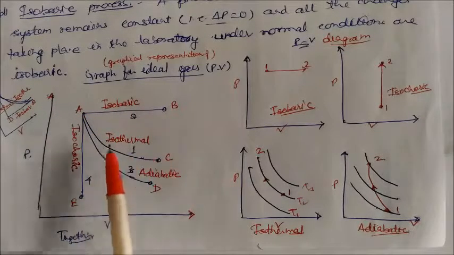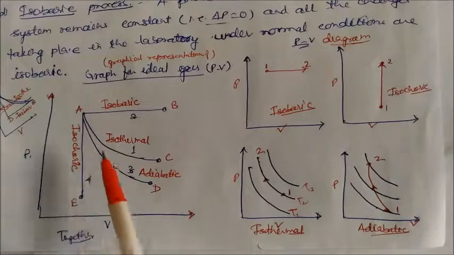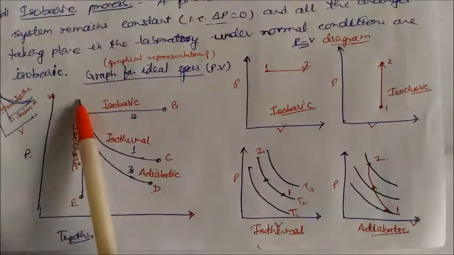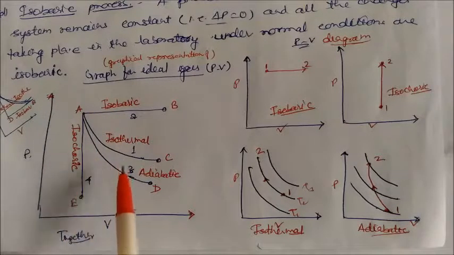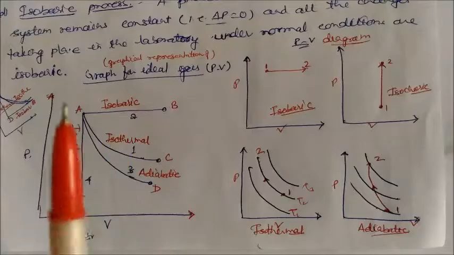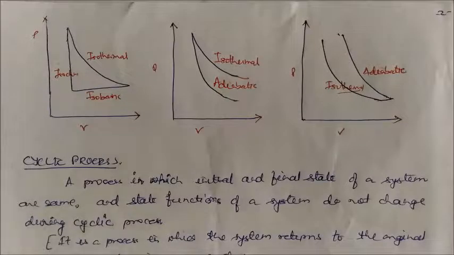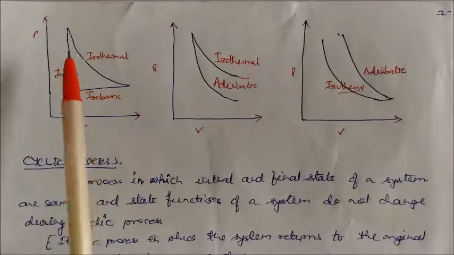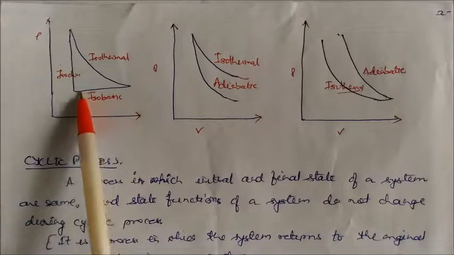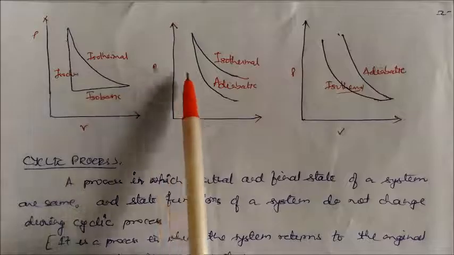Isothermal means temperature is constant. So this graph is like this. The process going from 1 to 2 takes place at temperature T. This process is at a different temperature, and this process at another different temperature. But the temperature for each process is constant. These are the different temperatures T1, T2, T3, but each process is at constant temperature.